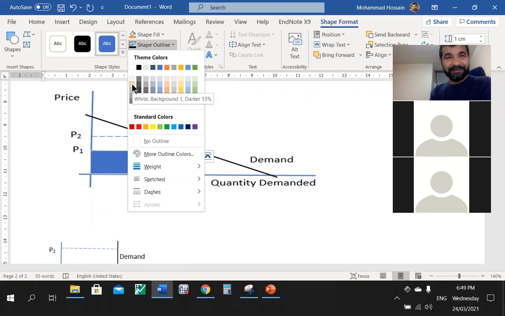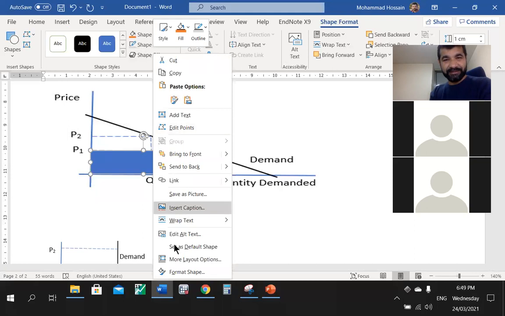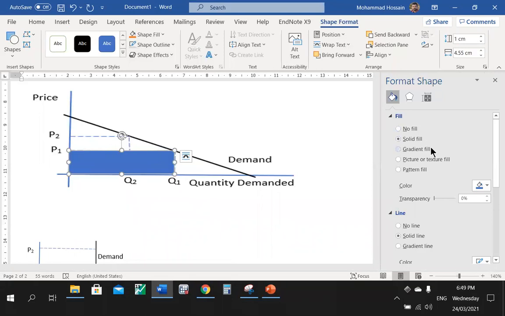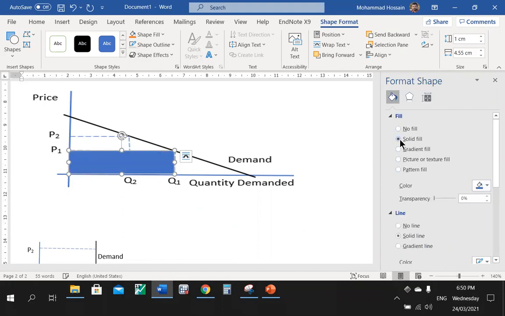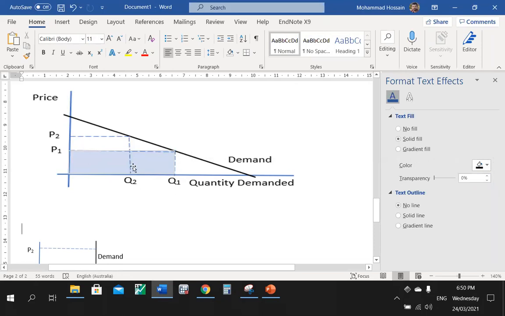I want to show it like this. So let's format the shape. Solid fill, but I want the transparency to be bigger. Now it's better looking. Okay, so this is the case you had.